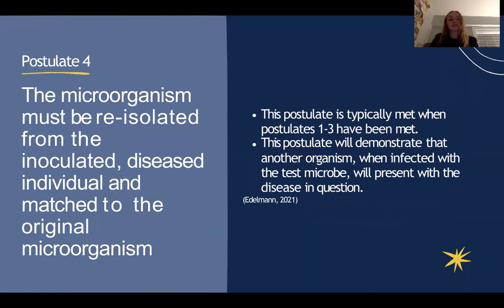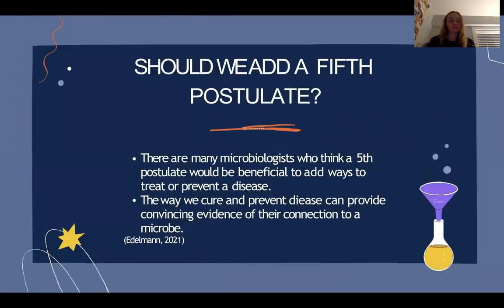Postulate number 4 says that the microorganism must be re-isolated from the inoculated diseased individual and matched to the original organism. This postulate is typically met when postulates 1 through 3 have been met, and it will demonstrate that another organism, when infected with the test microbe, will present the disease in question. So it kind of just wraps up the whole process. And once postulate 4 is met and 1 through 3 have been met as well, we can determine that a microbe does cause a disease under the rules of Koch's postulates.